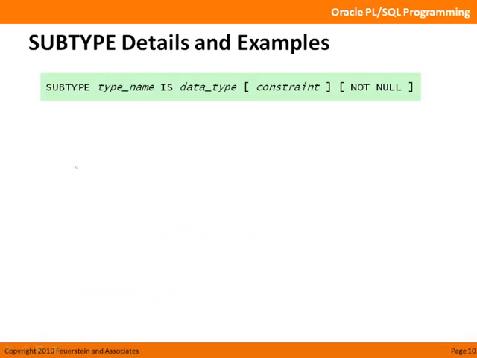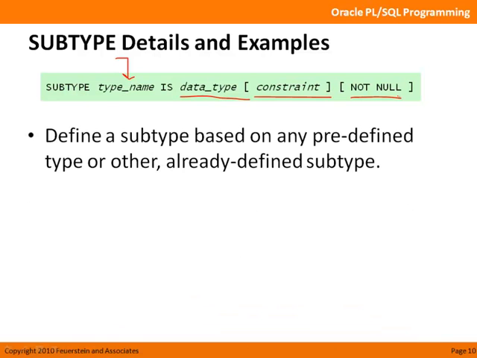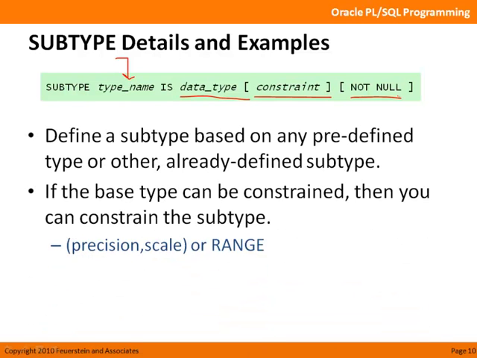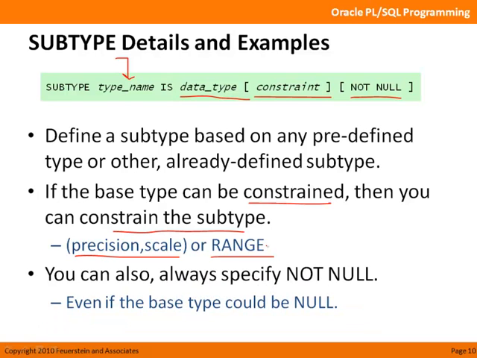Here's the general description of a SUBTYPE statement. SUBTYPE, the name of the type you're creating, IS the data type you're using, and it could be a base data type or some other previously defined type in PL/SQL. You can specify a constraint if the data type supports constraints. You can specify NOT NULL. If the base data type can be constrained, then you can also constrain the subtype. So for example, if you can specify a precision and scale on a number, then you can specify that as part of your subtype definition, even a range of values. And you can specify NOT NULL.